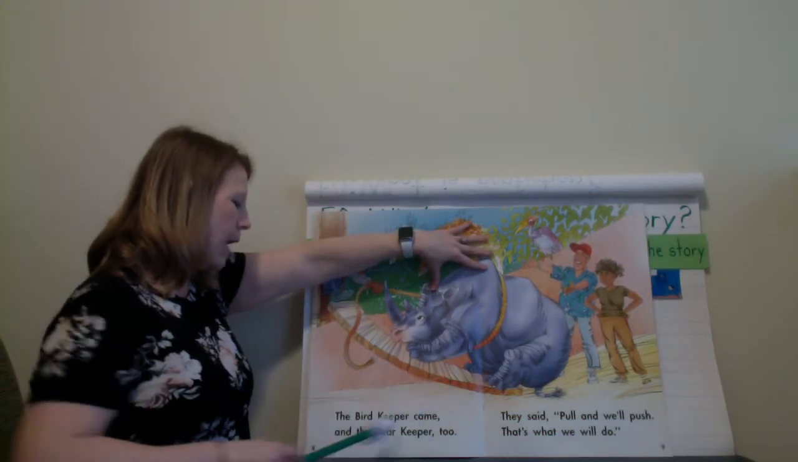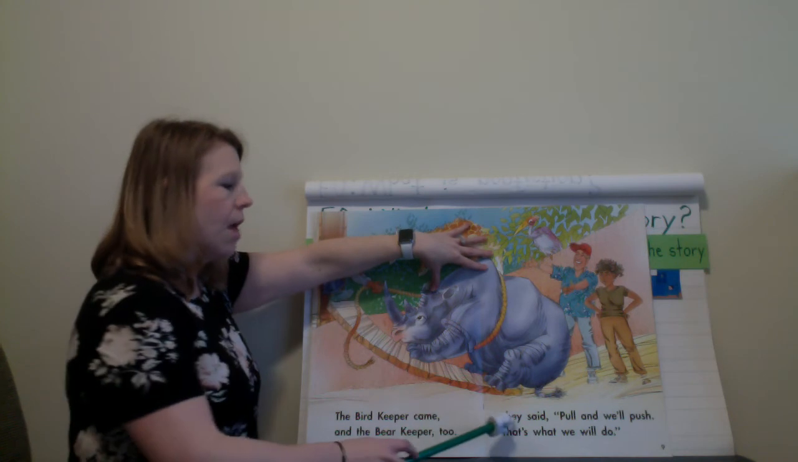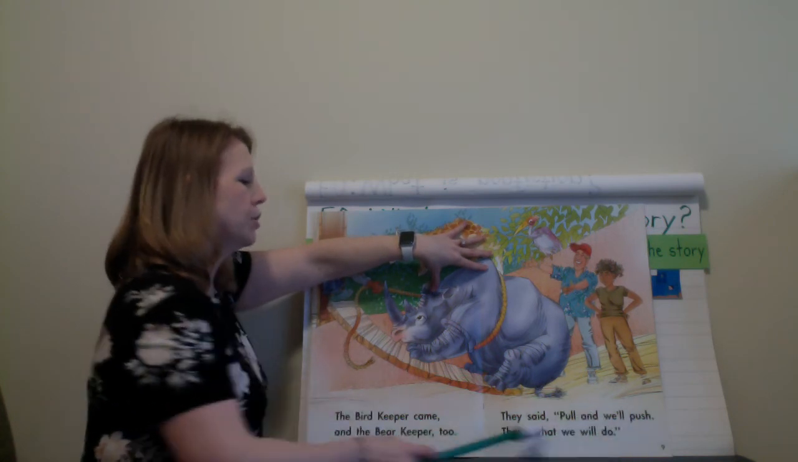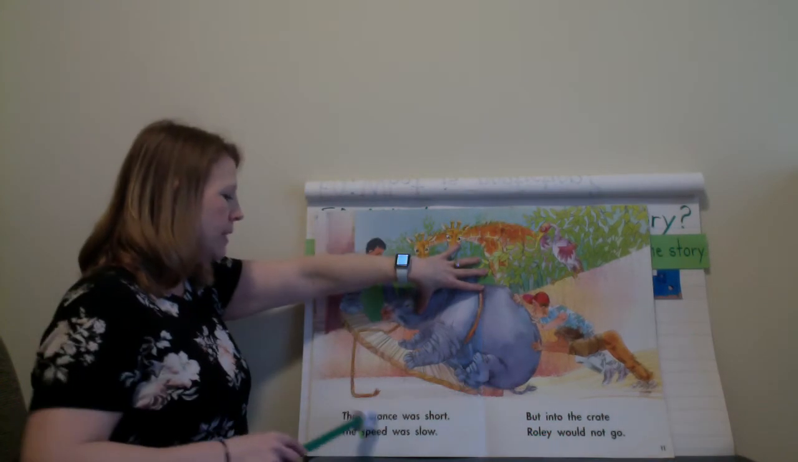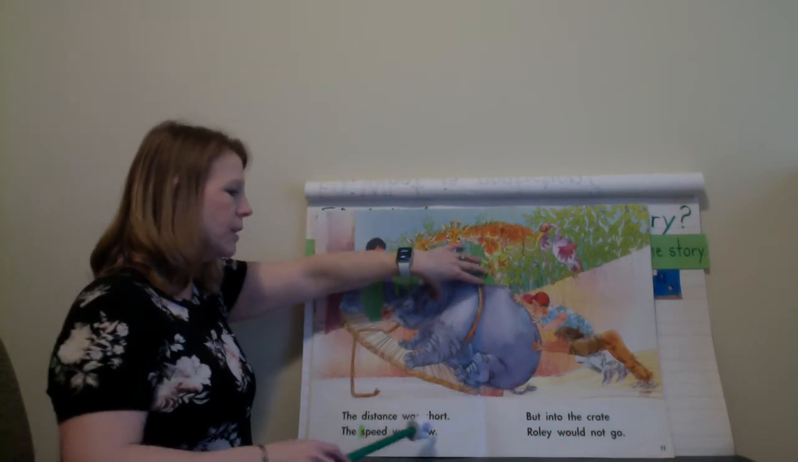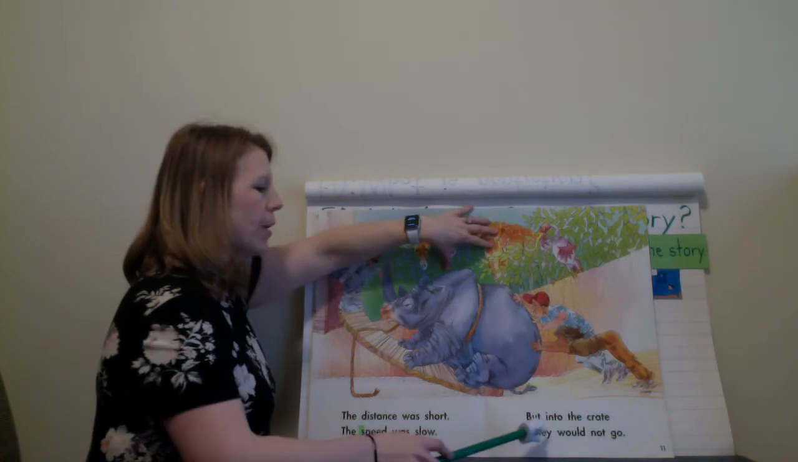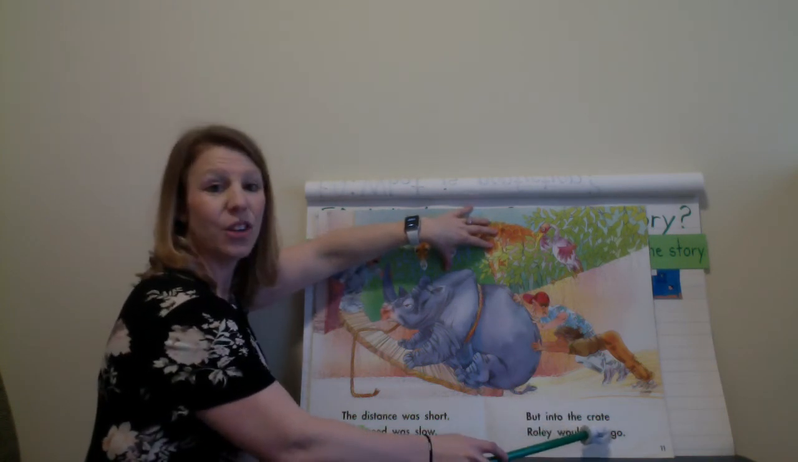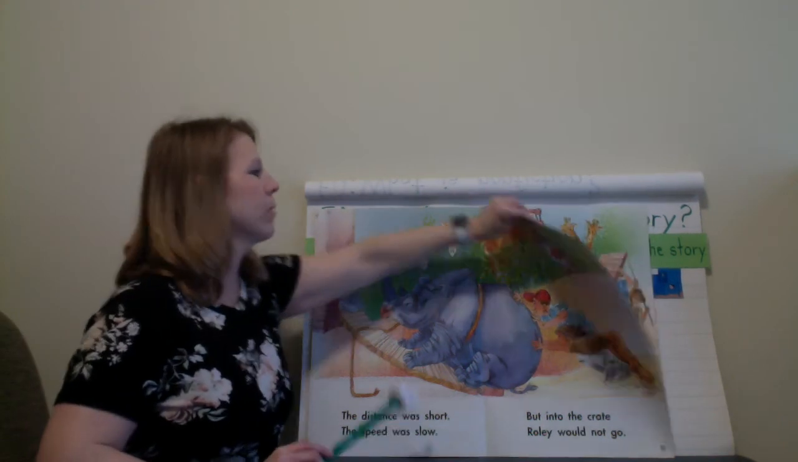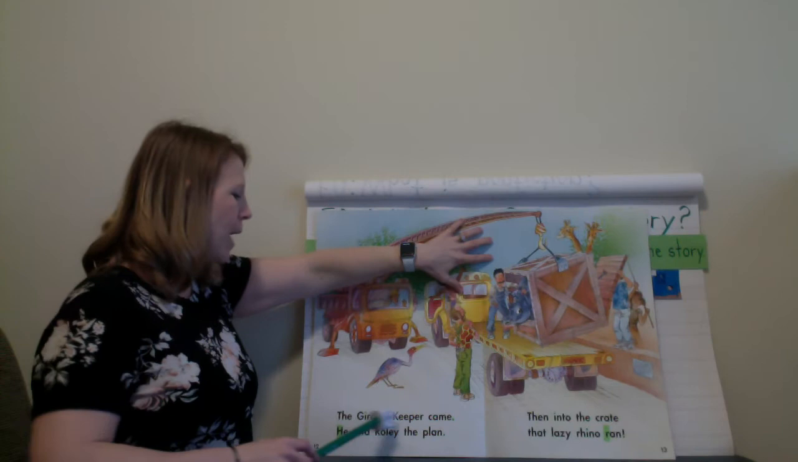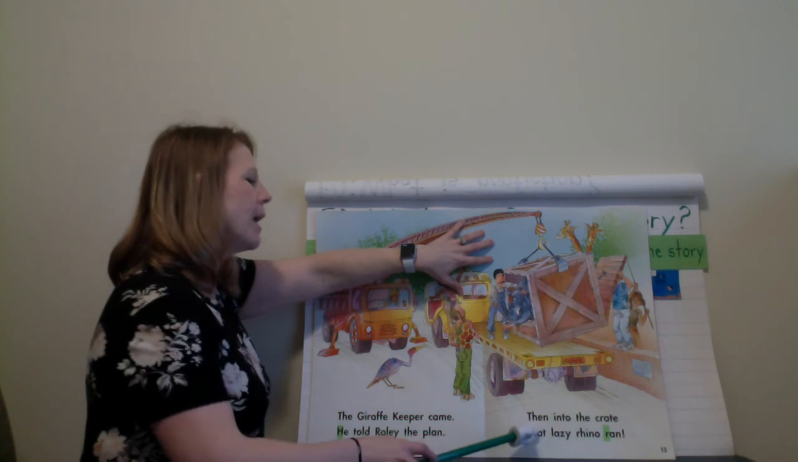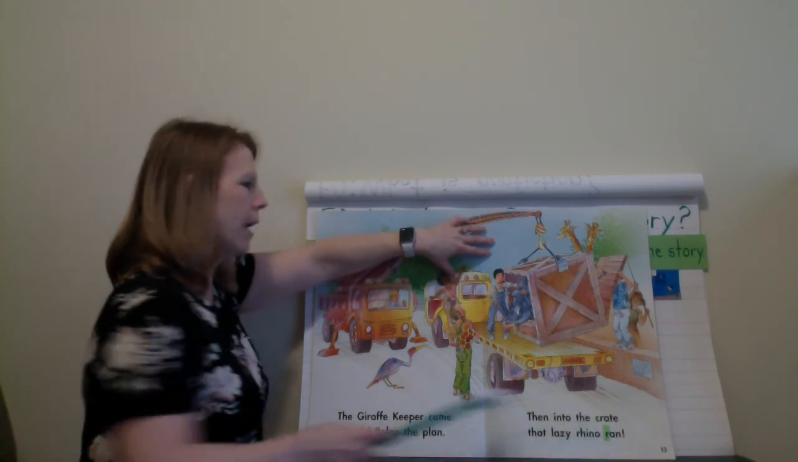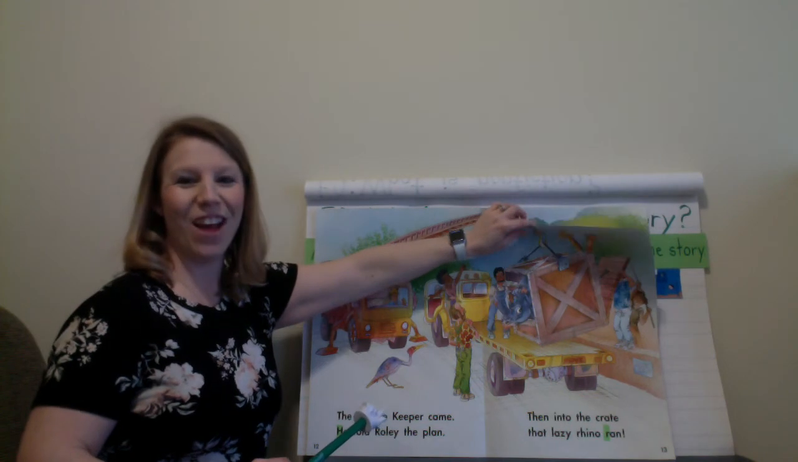The bird keeper came and the bear keeper too. They said, pull and we'll push. That's what we will do. The distance was short, the speed was slow, but into the crate Rolly would not go. The keeper came, he told Rolly the plan. Then into the crate that lazy rhino ran. They finally got him in.